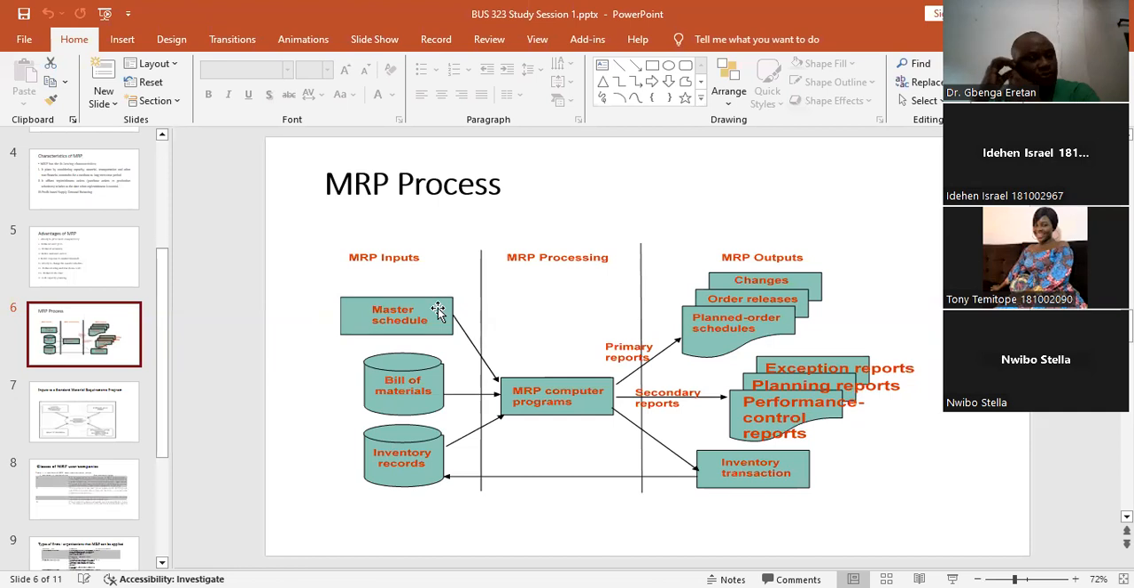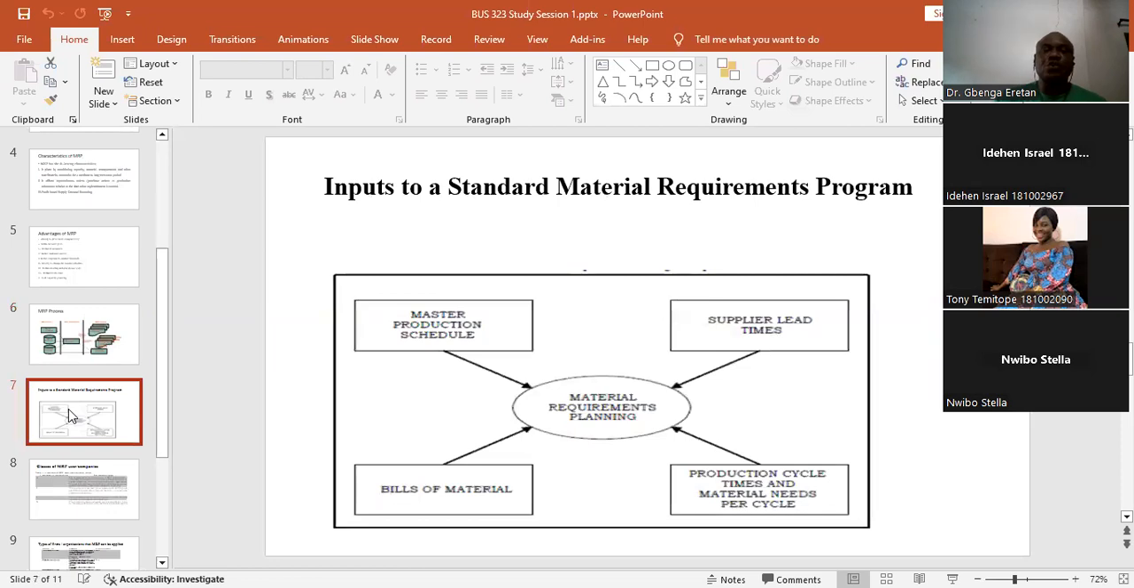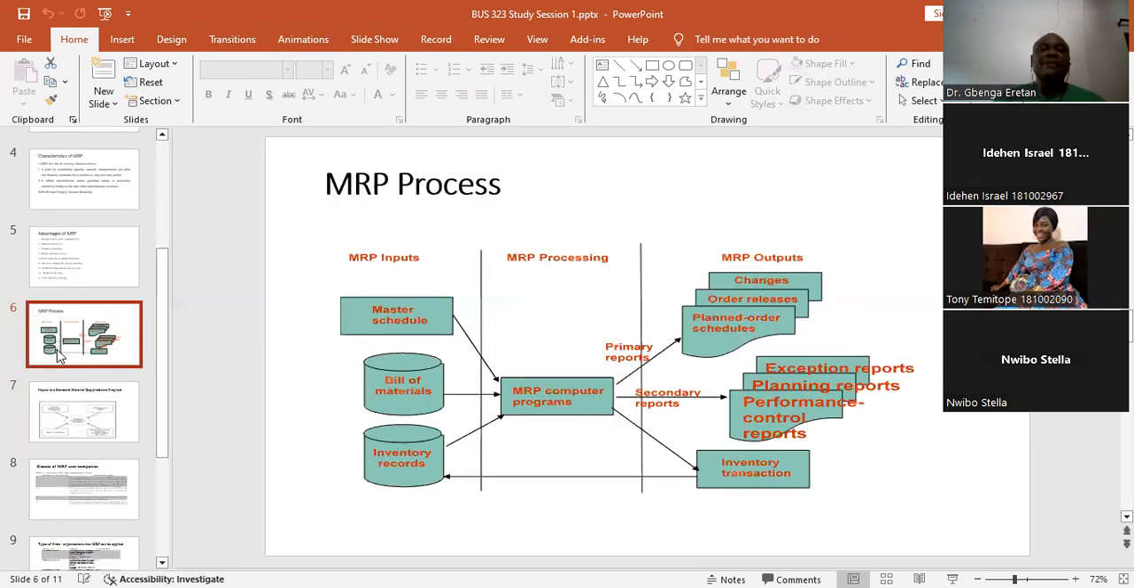When you talk about the MRP input, it has to do with the following: the master schedule, the bill of material, and the inventory record. Let's look at the master schedule. A master schedule is a document, a system that shows all that is required in order to produce a particular product.